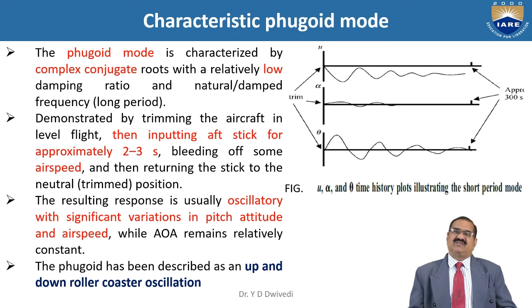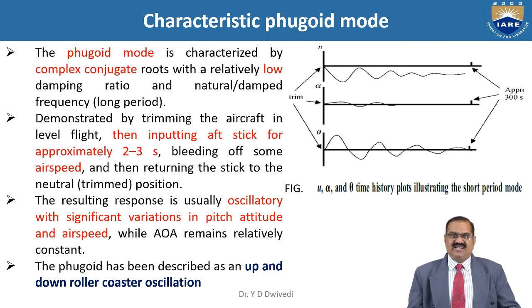Now, the next is the characteristic equation for the phugoid mode. The phugoid mode is characterized by complex conjugate roots with a relatively low damping ratio and naturally damped frequency. Means in this, a very low frequency is there compared to the short period mode, demonstrated by trimming the aircraft at level flight, then putting aft stick for approximately 2 to 3 seconds, bleeding off some airspeed and then returning the stick to the neutral trimmed position.